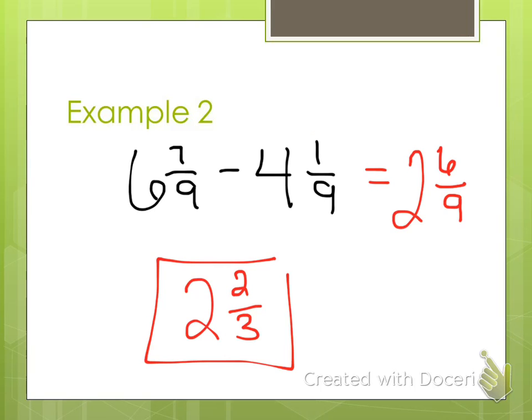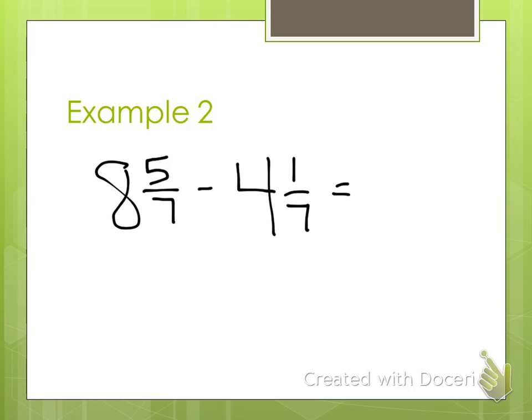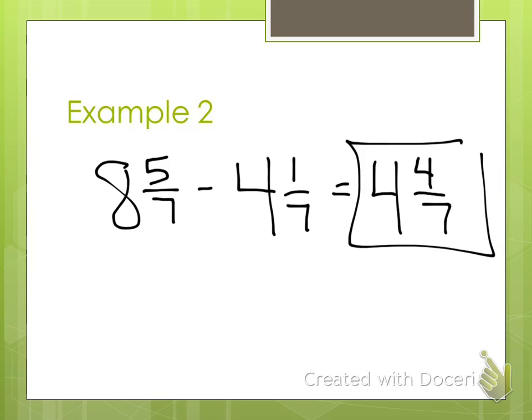Now, let's go ahead and practice one of those. Okay, let's do 8 5/7 minus 4 1/7. Okay, what's the answer? 4 4/7. We just subtract it straight across. But again, we want to make sure. Common denominator? Yes. Can I subtract first minus second? Yes, so then I can just subtract it all the way across.